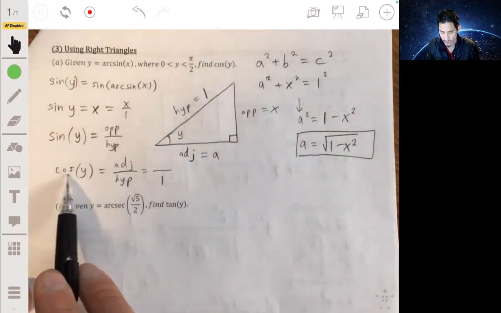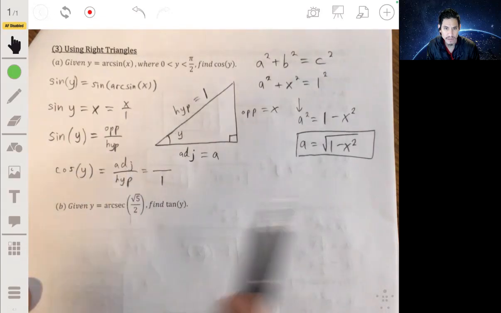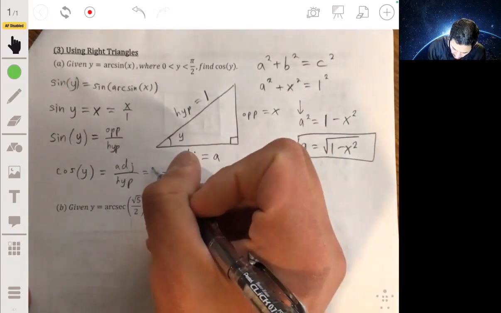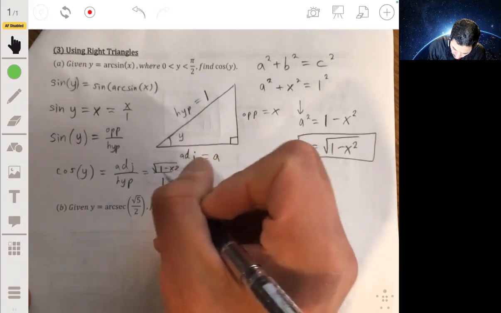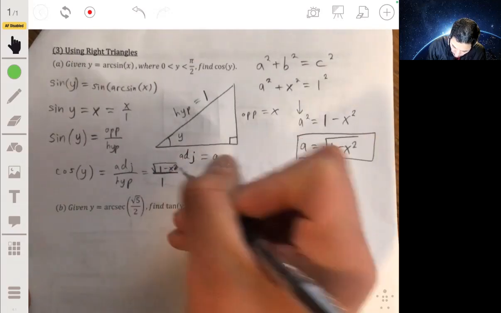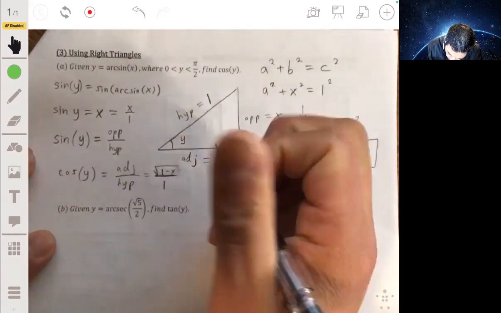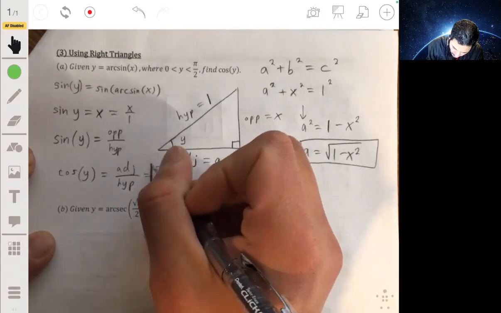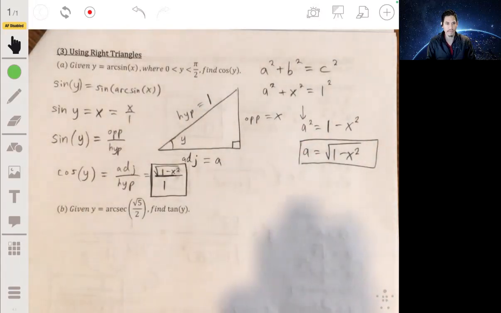And since we're looking at the cosine of y, which is adjacent over the hypotenuse, the adjacent side is this. So the cosine of y is just the square root of 1 minus x squared. I didn't write it down neatly, so let me fix that. That's our answer. We're not going to get a number, we're just going to get a function.